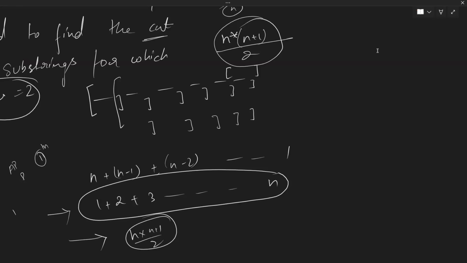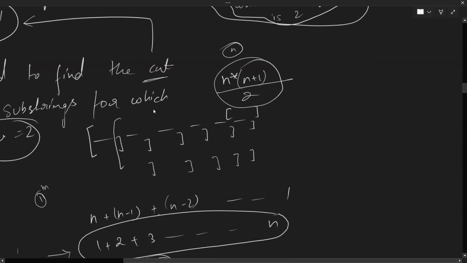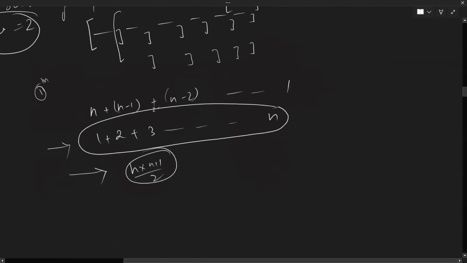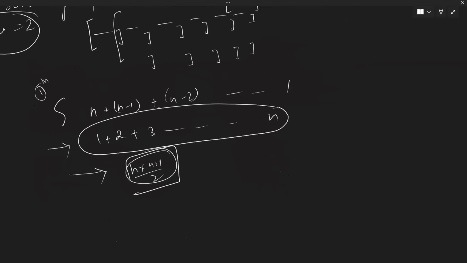Okay, let's not discuss this. AGP is arithmetic geometric progression. Let's not discuss that, but you should be aware of those also. This is very important, you should remember this.